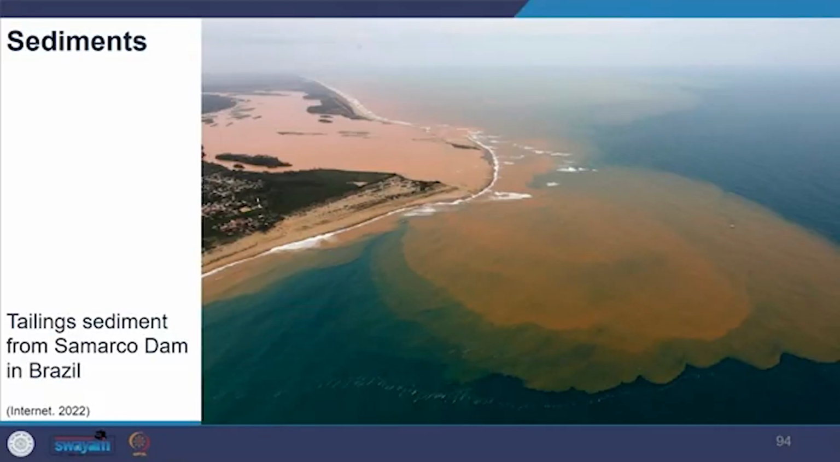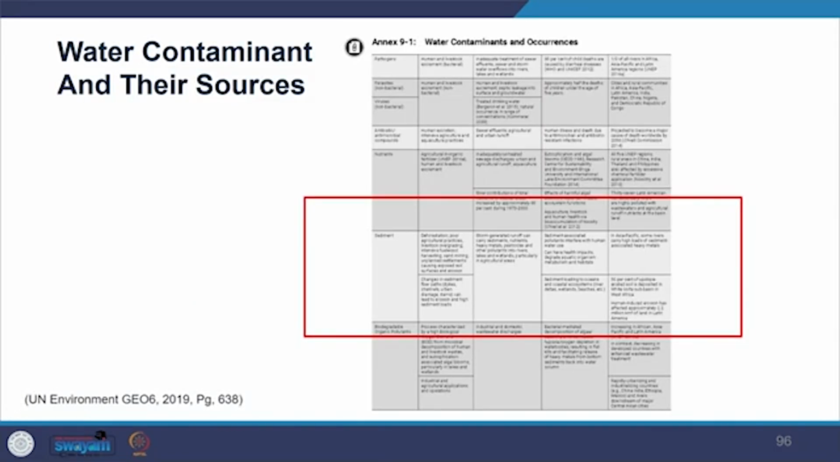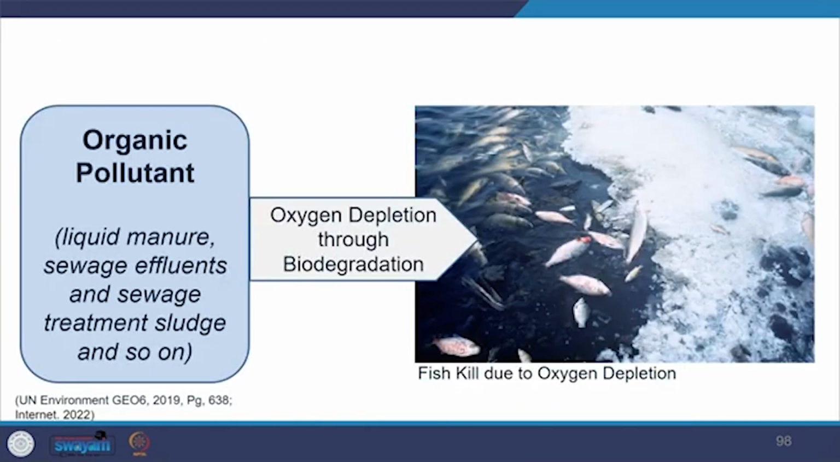In the image you can see the tailing sediment from Samarco Dam in Brazil. So you can see here. You can further refer to the table for impact, causes and facts. You can see here the contaminants and their sources. Moving on, now we'll look at organic pollutants, such as liquid manure, sewage effluents and sewage treatment sludge and so on.